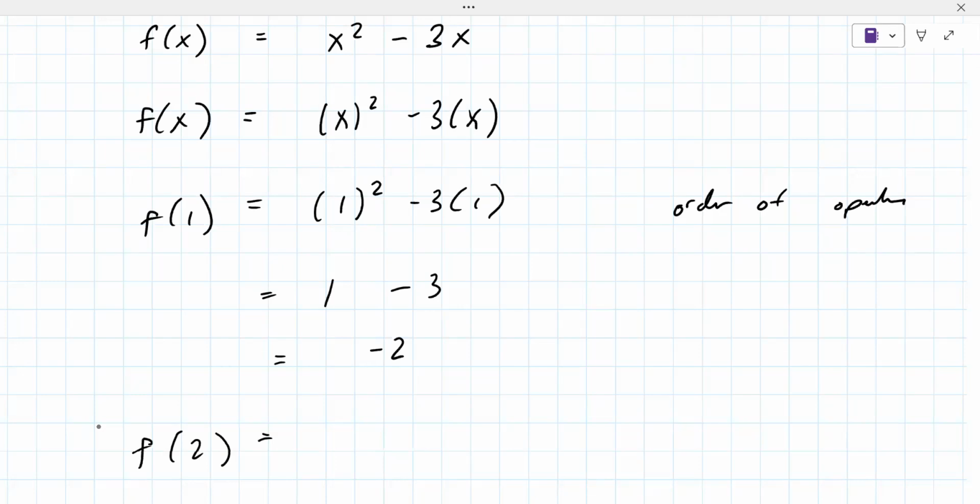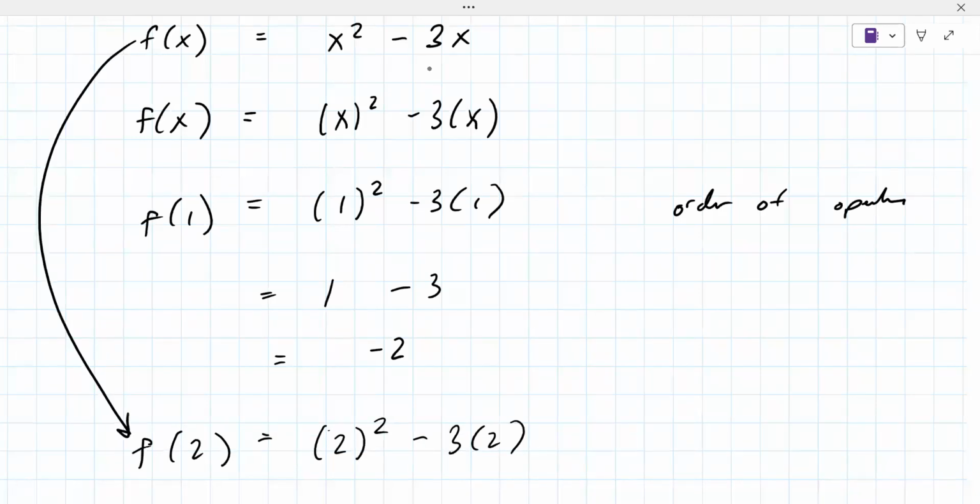I'm a little confused what you're asking. So you're putting 2 in for x. 2 squared minus 3 times 2. Oh, okay. And then simplifying using order of operations.